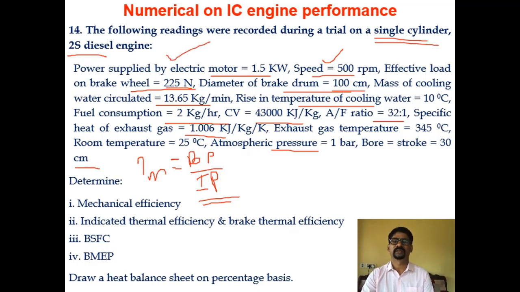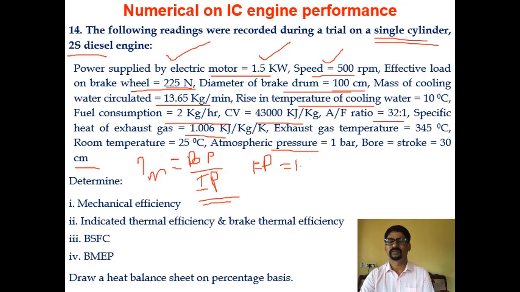Power supplied by the electric motor is given as 1.5 kilowatt. So I believe a motoring test is conducted on this engine, and in that test the power supplied by the electric motor, the dynamometer, which works as an electric motor, is 1.5 kilowatt. So this is the friction power of the engine, because in the motoring test you studied, the power supplied by the electric motor is nothing but friction power.